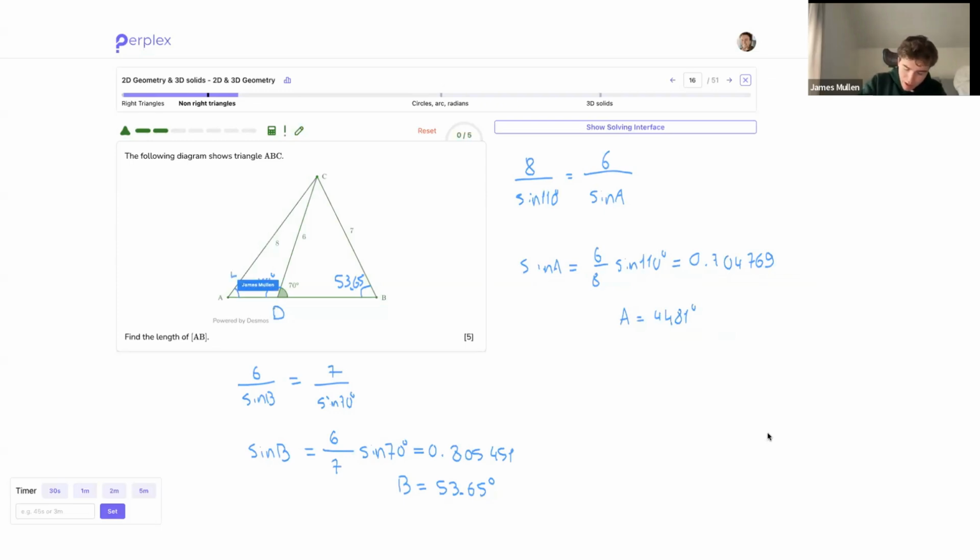Now, why did I find both of these? Because I'm looking for the side AB, which is opposite this angle here. So that's the angle that I would ideally like to know. And now I can find it by doing 180 degrees minus 44.81 minus 53.65 degrees. And that will give me that C is equal to 81.54.